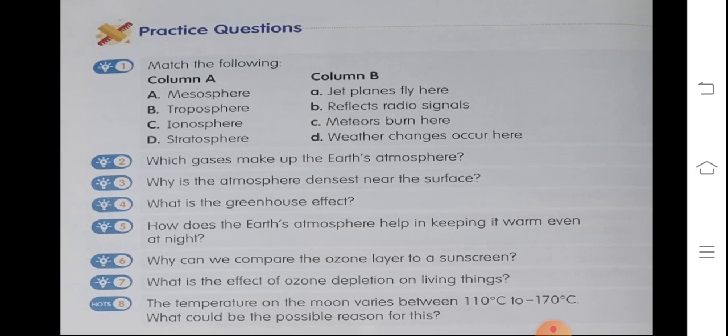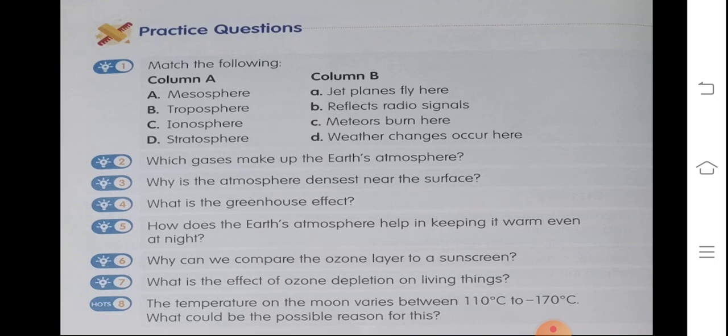Now question number 3, why is the atmosphere densest near the surface? So the Earth's gravity pulls the gases towards the surface of the Earth, so the atmosphere is denser near the Earth's surface as compared to the outer layer of atmosphere. Question number 4, what is the greenhouse effect? So the trapping of the sun's heat by some gases like carbon dioxide is called greenhouse effect.